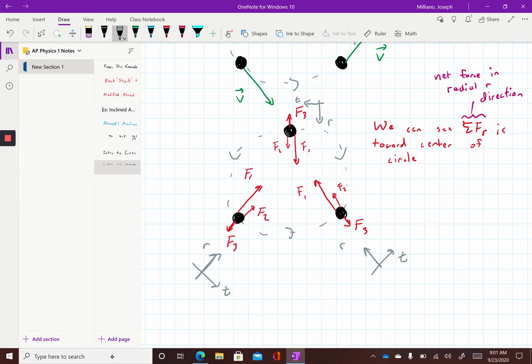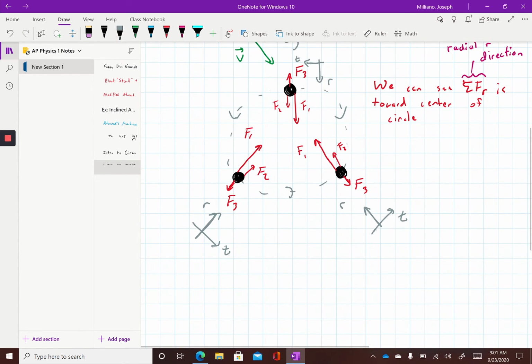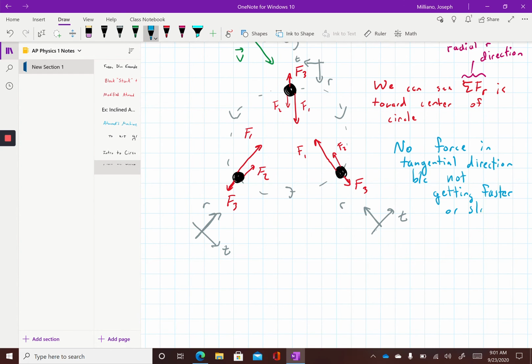Notice that we don't have any forces in the direction of the velocity. We don't need anything to make it faster or slower. We just need a force that will allow it to continue to move in that circle. That's even worth writing down: no force in the tangential direction, because we are not getting faster or slower. So all the forces are doing here is just changing the direction, not changing the speed.